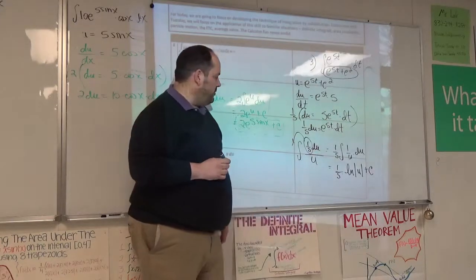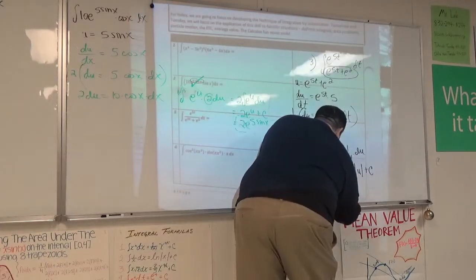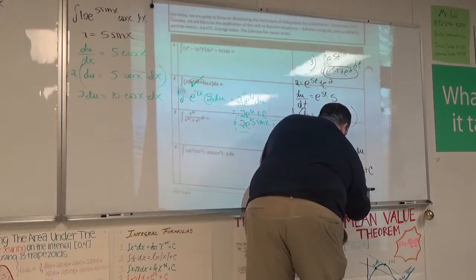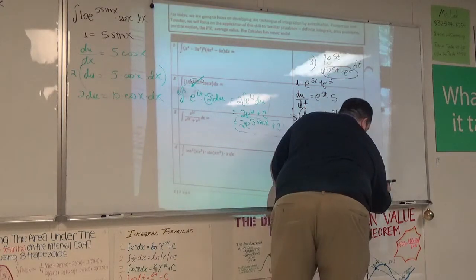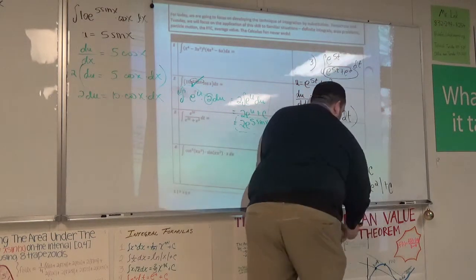And before you think, I've got it, you have to replace. So this is 1/5 the natural log of the absolute value of e to the 5t plus e squared plus Charlie.